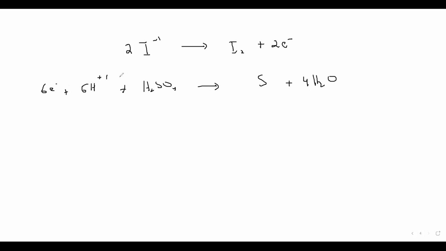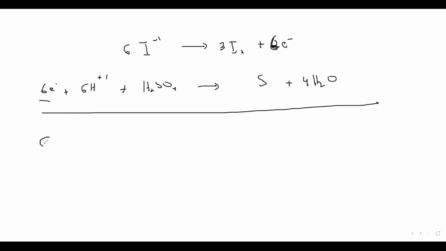But the number of electrons lost and gained should be the same. So if this has 6 electrons, the other should have the same number. So if I multiply this equation by 3, it will turn out to be 6 iodide, because 2 is already there, so 6 iodide and 3 iodine molecules, and 3 multiplied by 2, 6 electrons. We'll add the two equations. So what are we left with? We are left with 6 protons, 6 iodide, H2SO4 gives 3 iodine molecules plus sulfur plus 4H2O. So that is a balanced equation.